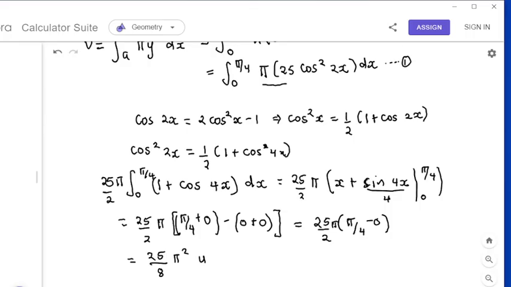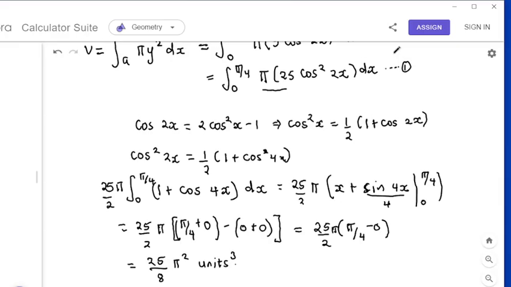And now since it's a volume, the unit becomes units cube or cubic units. That is if it's rotating about the x-axis.